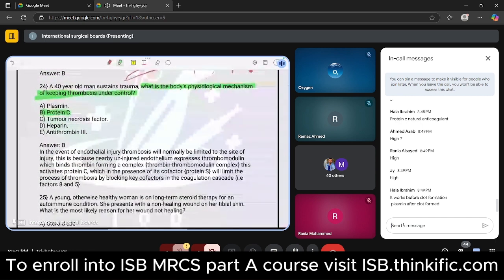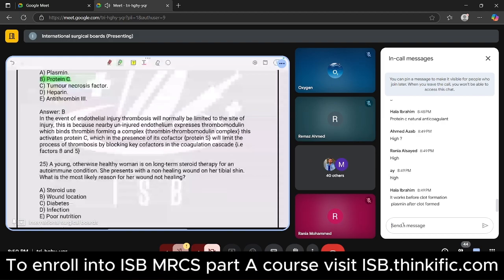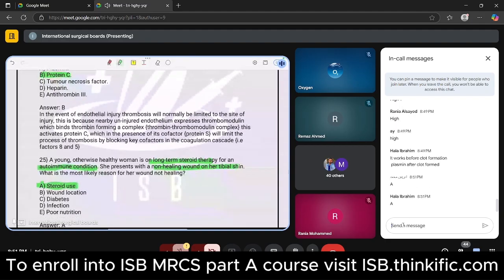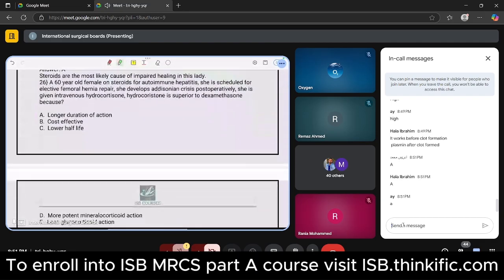Okay, let's see this question. A young, otherwise healthy woman, on long-term steroid therapy for an autoimmune condition, presents with a non-healing wound. What's the reason for her non-healing wound? Obvious, right? Steroid delays wound healing. Okay, easy one, this one. Let's move to the next one.